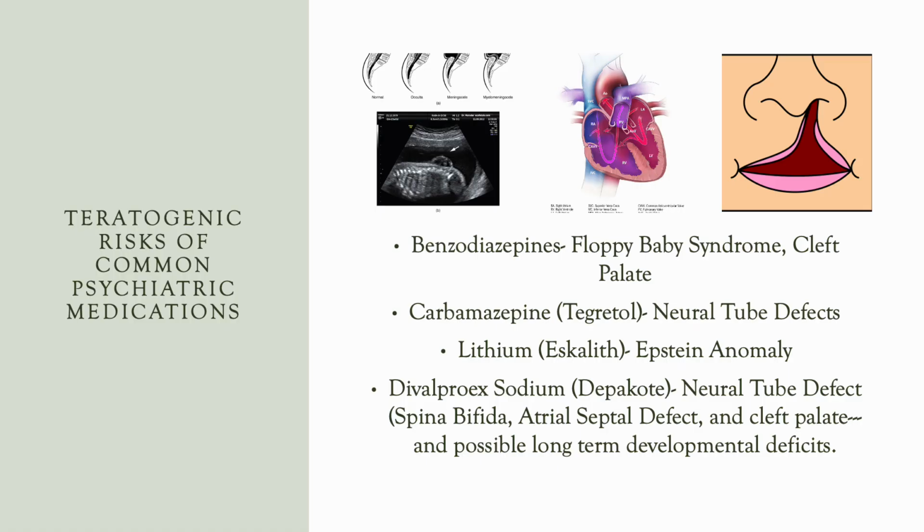Teratogenic risks of common psychiatric medications are: the benzodiazepines will have a high risk for floppy baby syndrome and cleft palate. Carbamazepine, which is Tegretol, will have a high risk for neural tube defects. Lithium, or Eskalith, will have a high risk for Ebstein anomaly. And divalproex sodium, or Depakote, will have a high risk for neural tube defects, same as carbamazepine, but specifically spina bifida, atrial septal defect, cleft palate, and possible long-term developmental deficits.